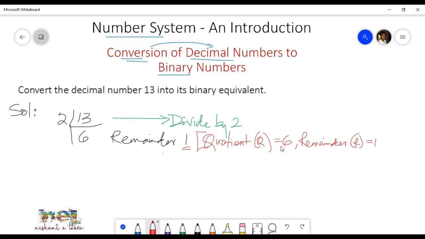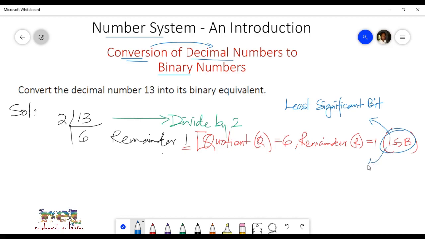Now remember that this first digit that we get is termed as LSB. Okay, now what is this LSB? It's not a very complicated term. Okay, it's very simple. This LSB stands for least significant bit. Okay, least significant bit.